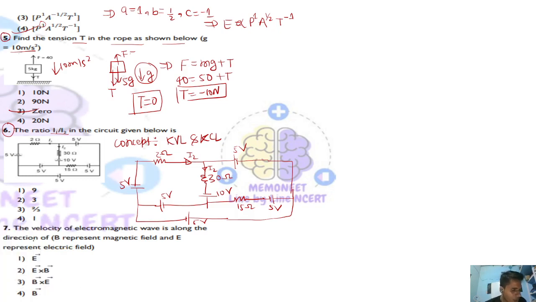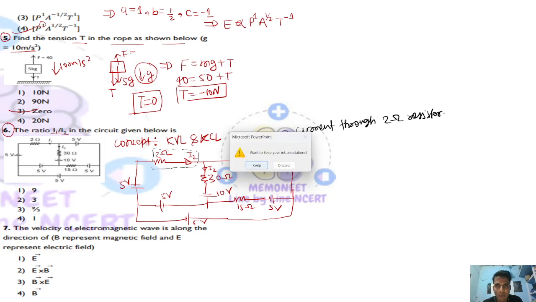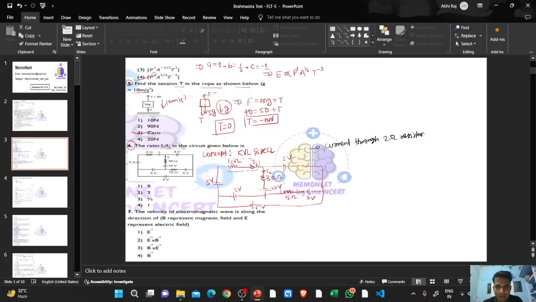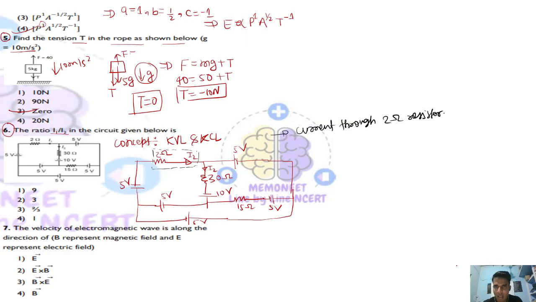Let's suppose we need to solve it out. First we will understand the current through this 2 ohm resistor. Let me check whether the recording is working, so that there will be no problem later. Yeah, it is working perfectly. Okay, let's continue. Current through the 2 ohm resistor.